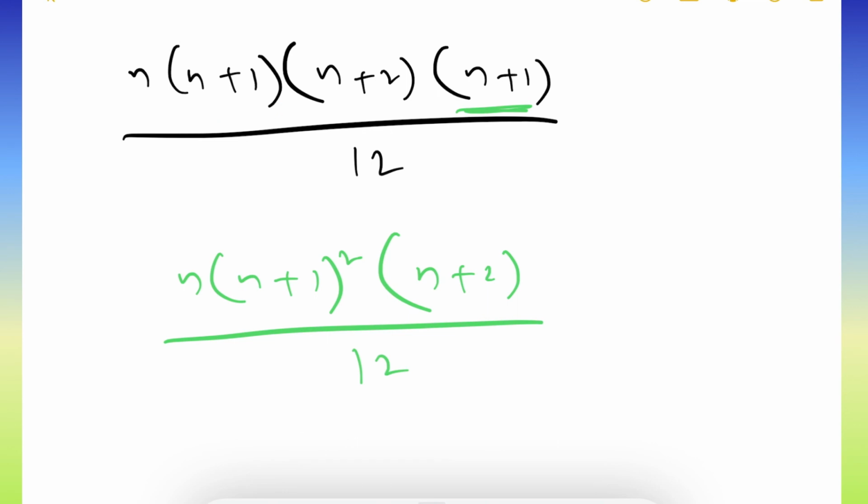So hence proved. This is exactly what we needed to prove, and we got that: n into n plus 1 whole square into n plus 2, whole divided by 12.